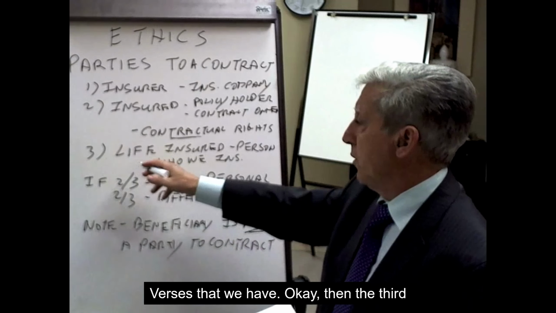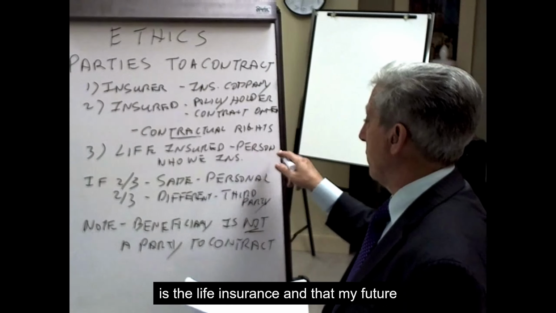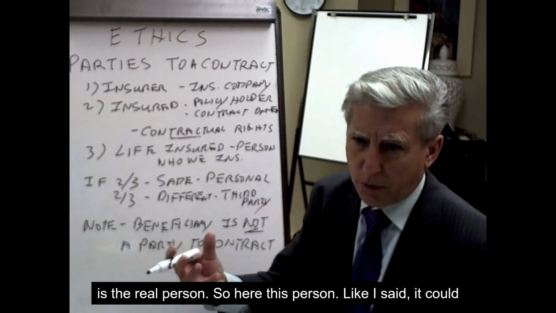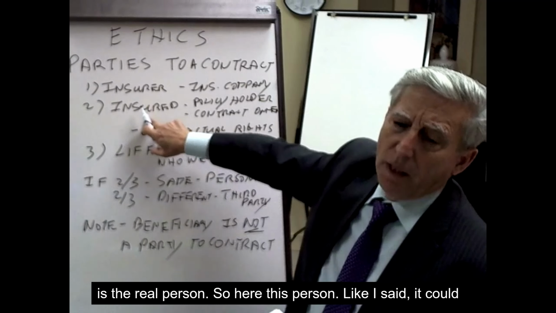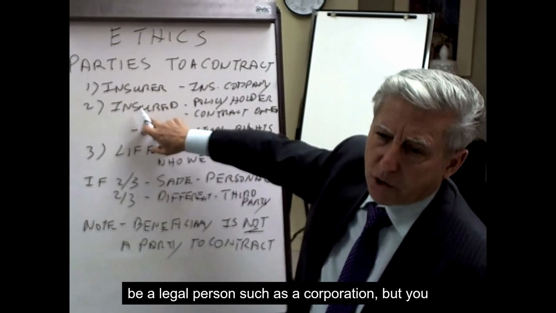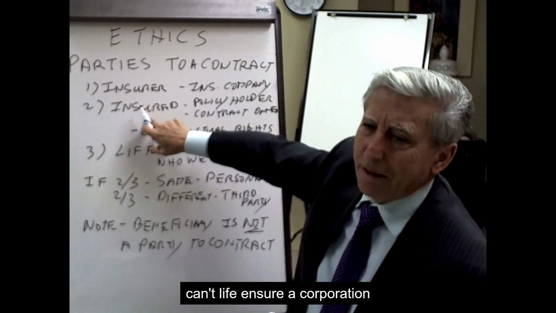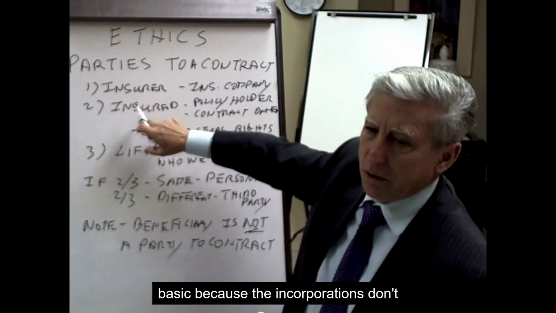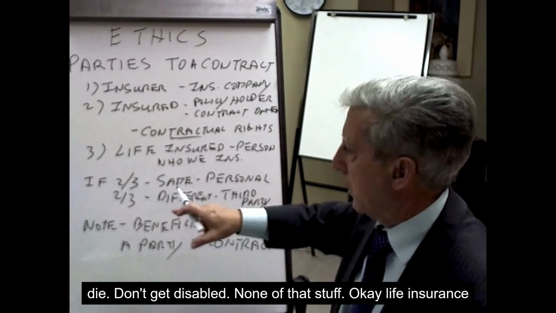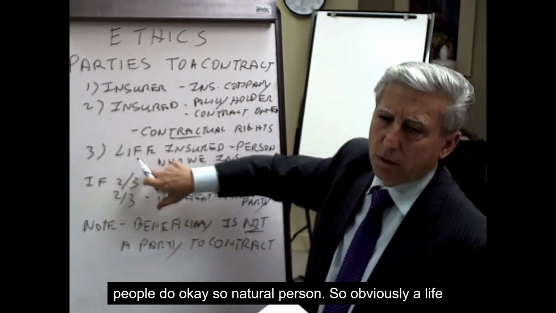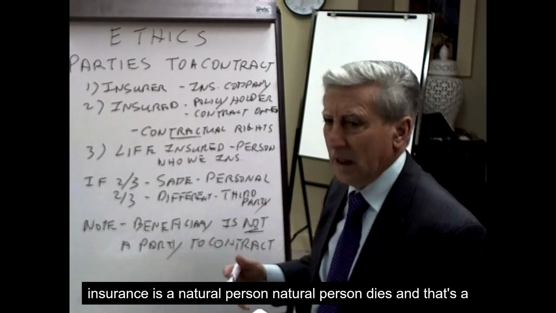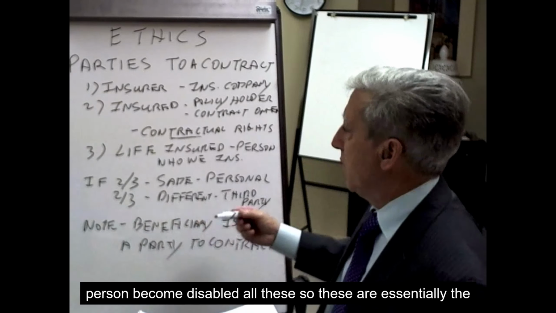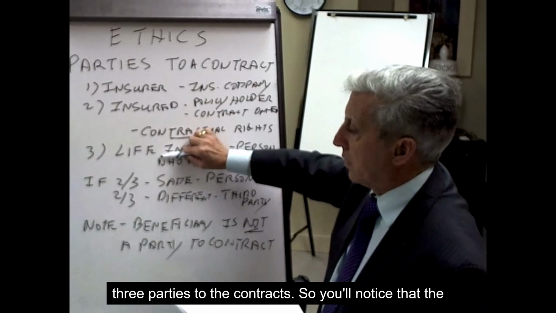Then the third is the life insured. And the life insured, of course, is the person who we are insuring. So this is the real person. Like I said, the insured could be a legal person, such as a corporation, but you can't life insure a corporation, because corporations don't die, they don't get disabled, none of that stuff. Life insured people do. So obviously a life insured is a natural person. A natural person dies, a natural person becomes disabled. So these are essentially the three parties to the contract.